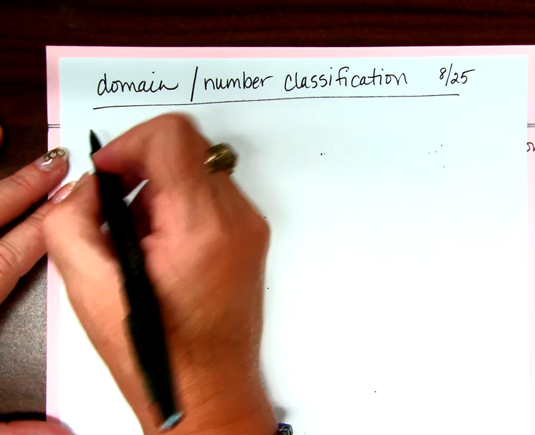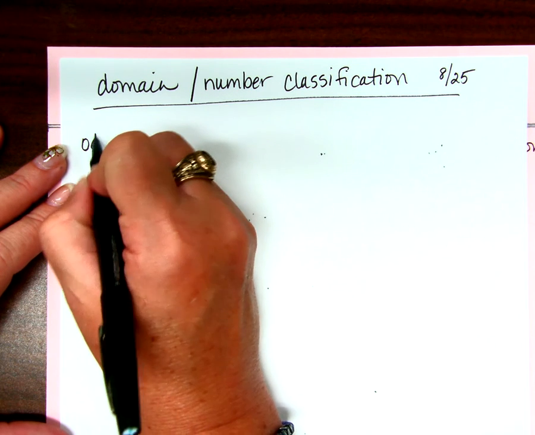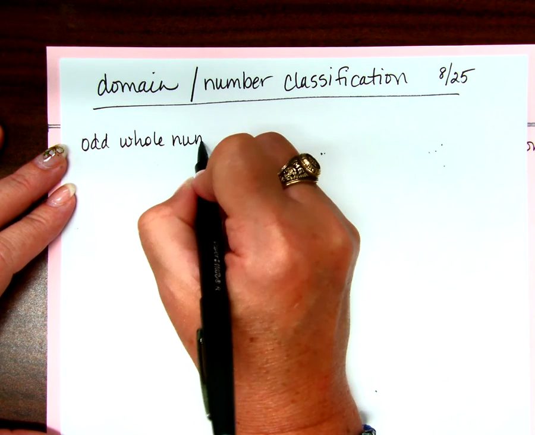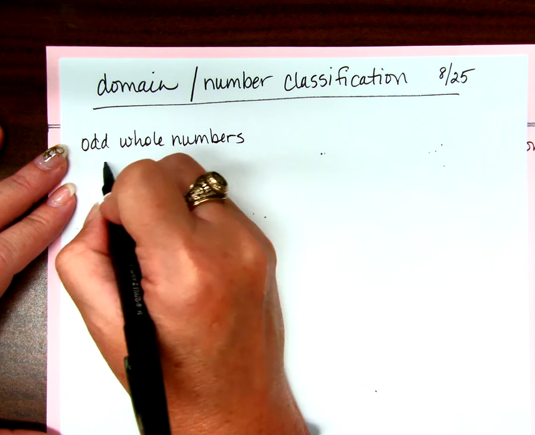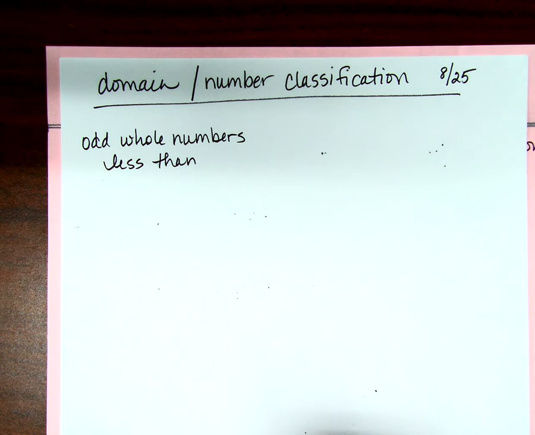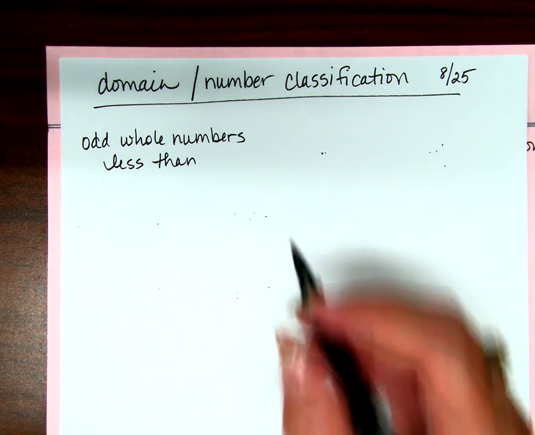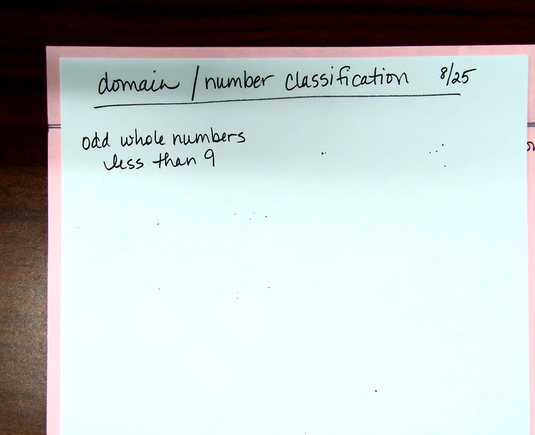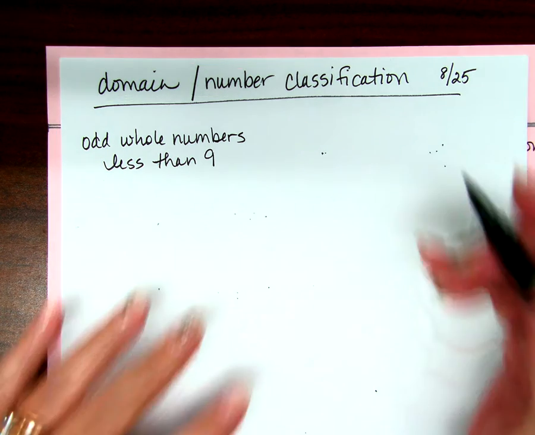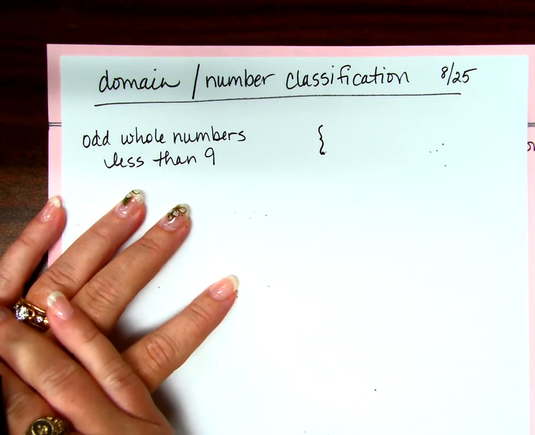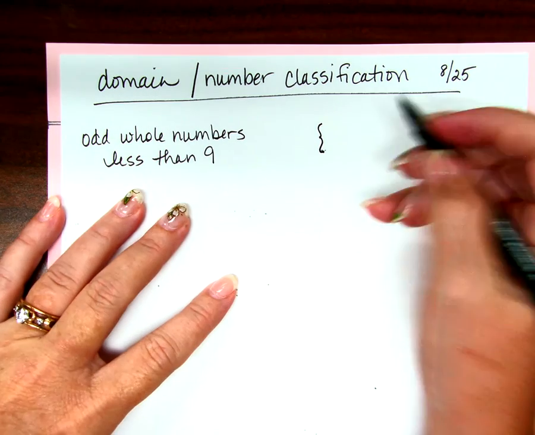So if I say to you, the odd whole numbers less than 8, is that what I said? Can I change it up real quick? Because I want to try to trick you. Is that okay? So I want the odd whole numbers less than 9. We're talking about sets of numbers. So when we write our answer, we have to write our answer as a set. So tell me what you think the answer is.